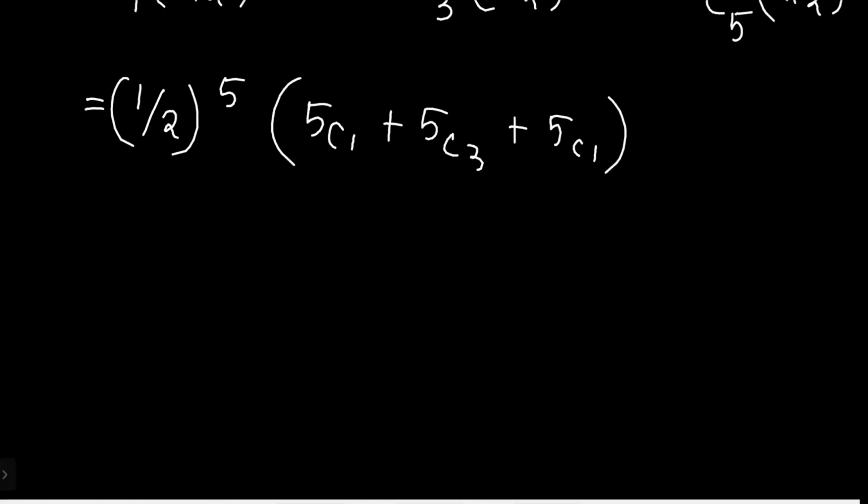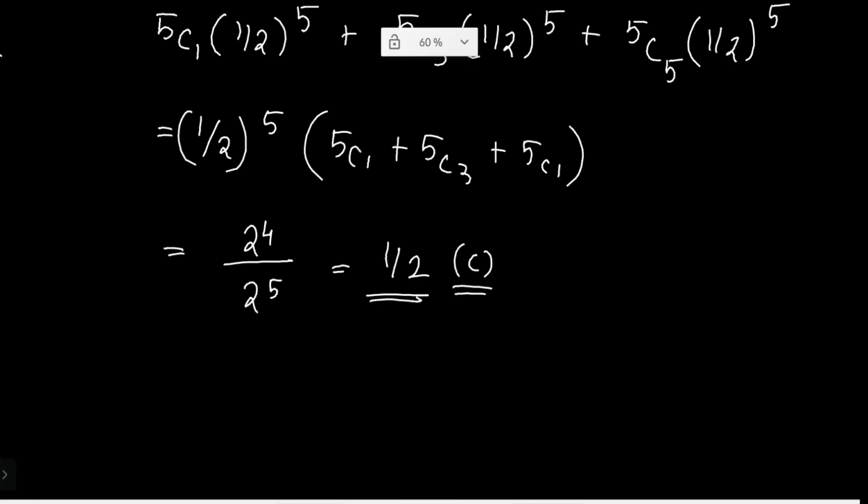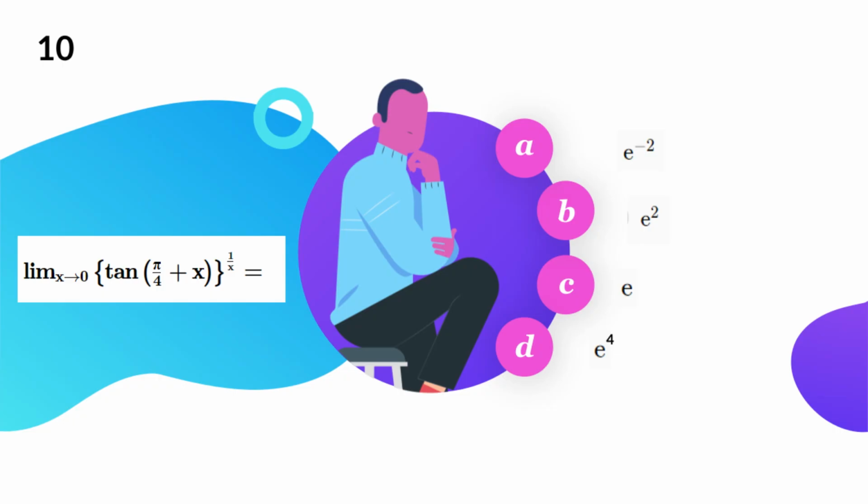So this will be equal to 2^4, so 2^4 by 2^5. That means it will be half as the answer. So this is the answer of this question. Option C is correct. Now we come to our last question, that is the 10th question.